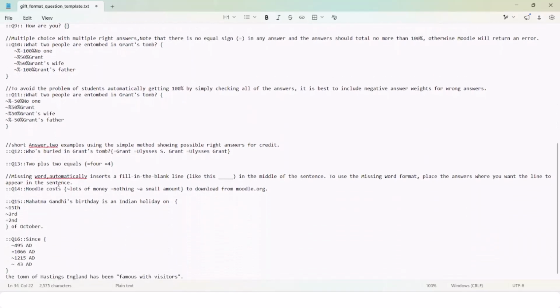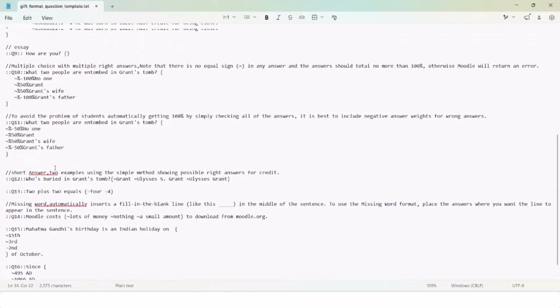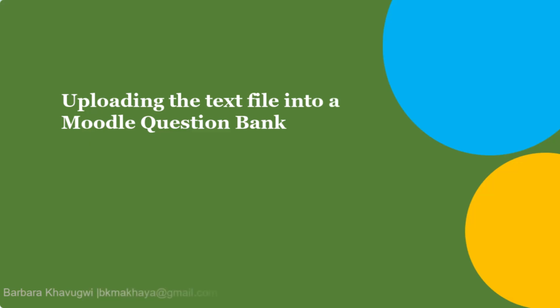I'm going to share this file with you so that you can format your questions in this format. In the next step, we're going to see how we can upload this into Moodle and how it is then added to the question bank. After adding it to the question bank into a category, we can put it up in a quiz for the students to attempt.